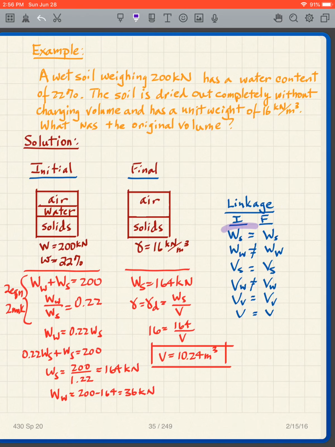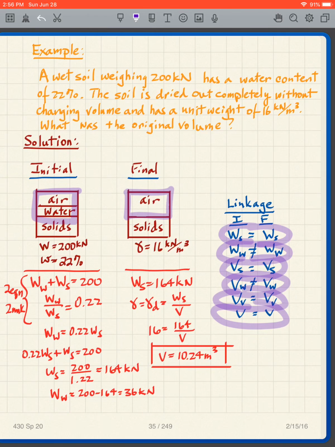What do I see? The weight of the solids, same before and after. Weight of the water, clearly not, because I've lost all my water. Volume of the solids, the same. Volume of the water, not the same. How about volume of the voids? Volume of the voids is the same, right? Because there are my voids, there's my voids. So the voids is the same. And the total volume is also the same.